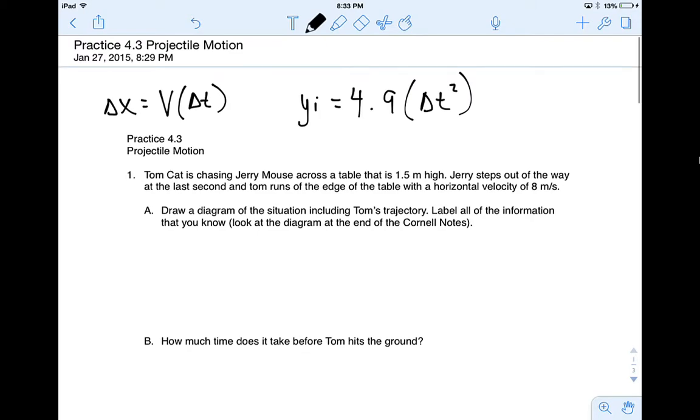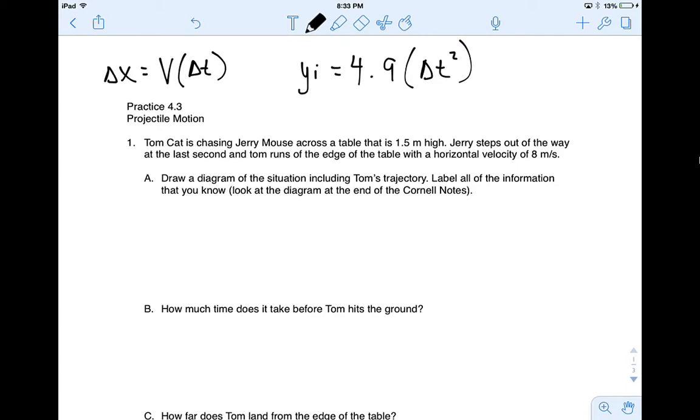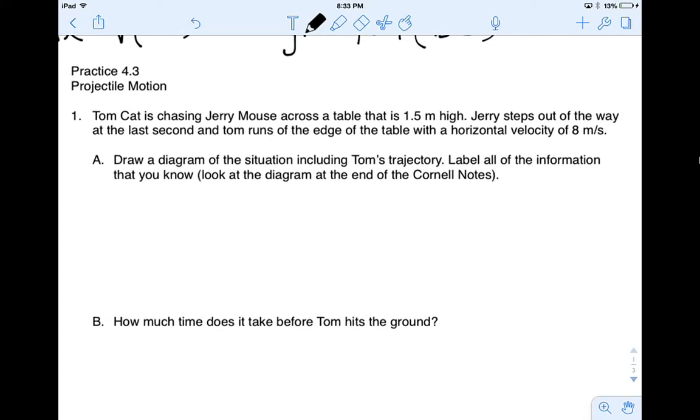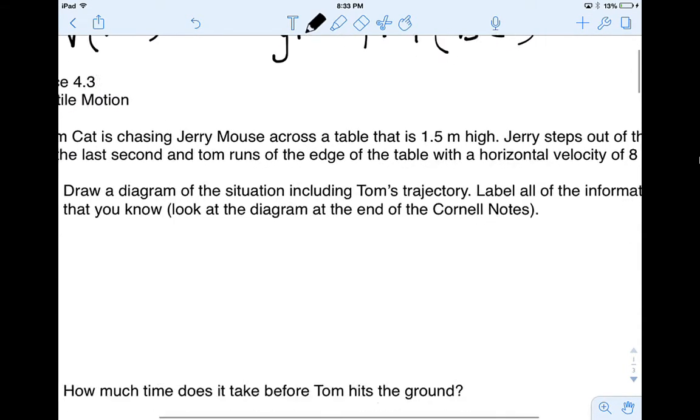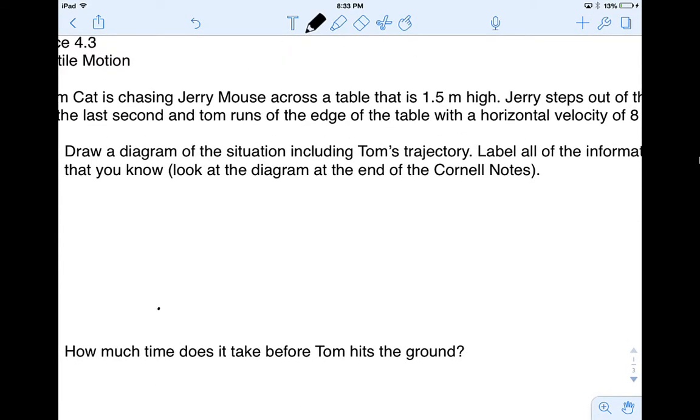Now let's start in on number one. So Tom Cat is chasing Jerry Mouse across a table that's 1.5 meters high. Jerry steps out of the way at the last second, and Tom runs off the edge of the table with a horizontal velocity of 8 meters per second. Okay, so part A just asks us to draw a diagram. And I'm not talking about a motion diagram. I just want to picture the situation. I'm going to make mine actually look like a table. You don't even have to be that complicated, okay? Really all we need to see is the trajectory.